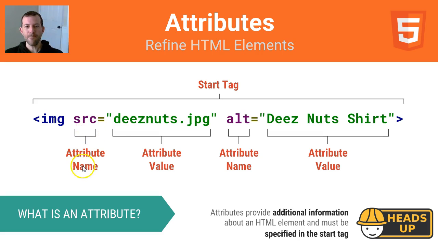src is my attribute name. Then I have my equal sign. Then I have my attribute value, which in this case is the image I want to put on the page. Then there's a space and I have another attribute called alt, and then the value that I want to assign to the alt attribute. Alt is an attribute that is used with images. If an image cannot load, it will show the alternative text, in this case, D's Nuts shirt, instead. So attributes help you provide additional information to the elements that you put on the page.